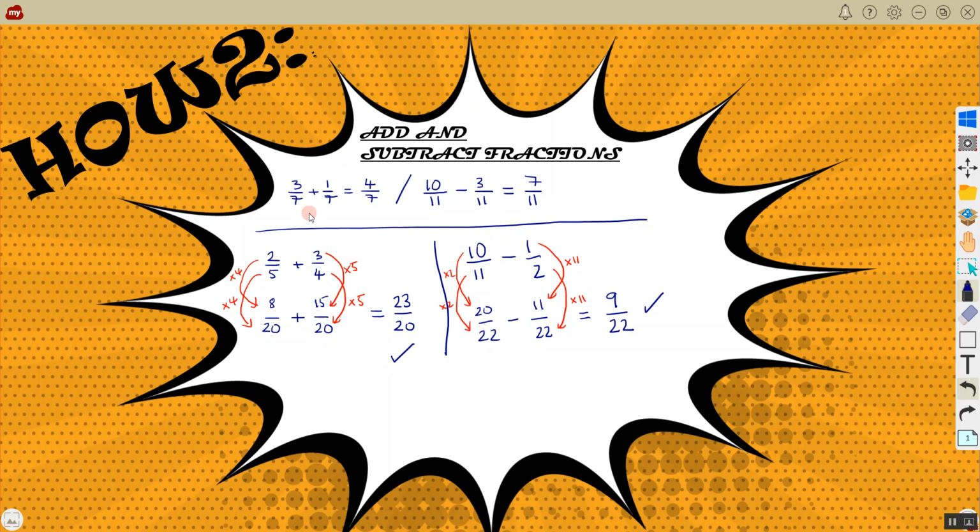Okay, so key to it, remember if the bottom number is the same, you're just working with the top numbers, either adding or subtracting. If the bottom numbers are different, you get your common denominator by multiplying them together. 5 4s are 20, and in this case 11 times 2 is 22, and then we're working out our equivalent fractions. Okay, once you've got the bottom number, you can work out the top easy enough.